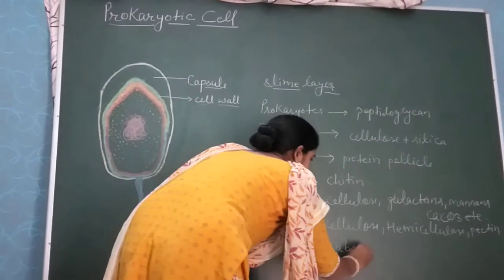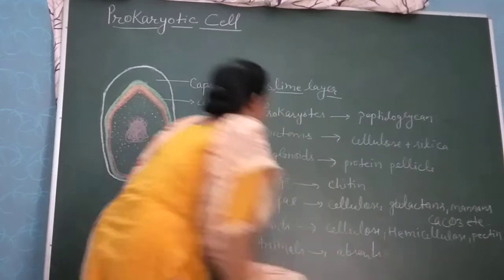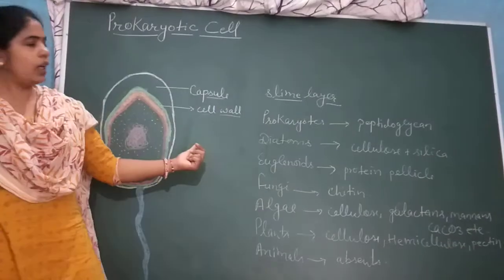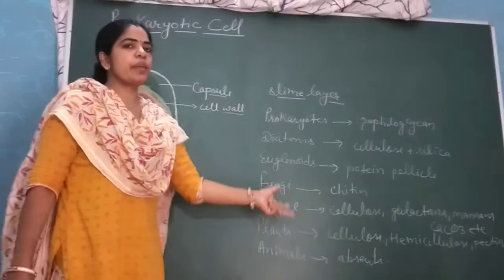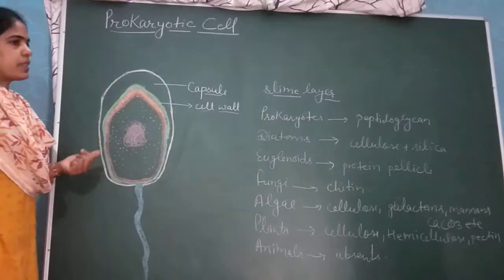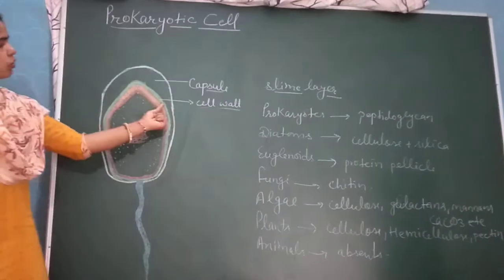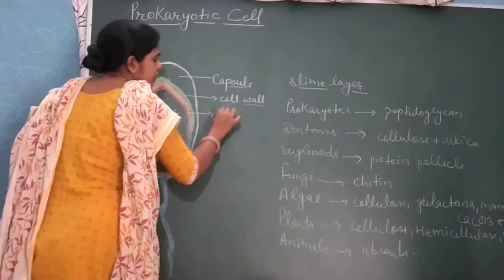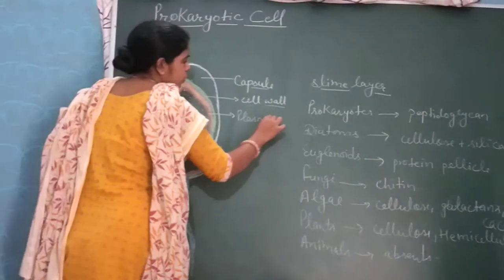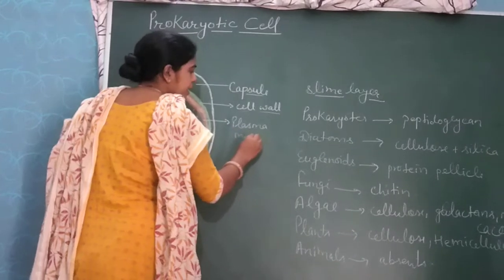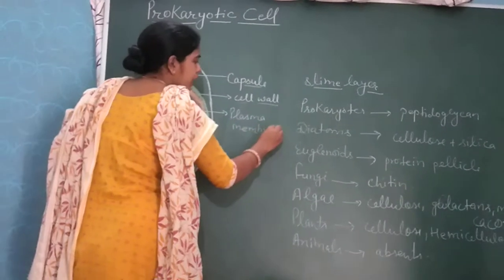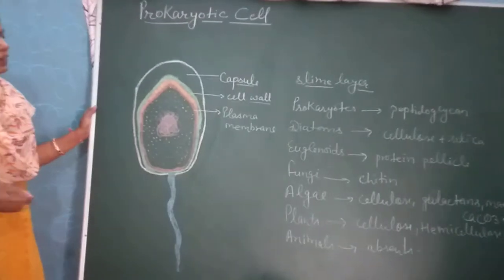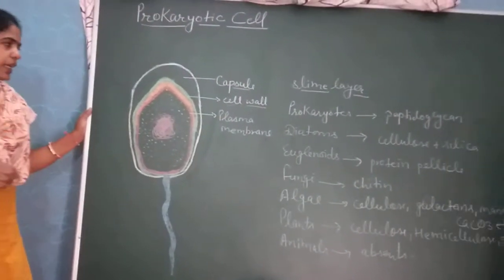So we can say that the cell wall is present in most of the cells but not in all, and it is made up of different material in different cells. Then next to the cell wall is the plasma membrane. The composition or structure of the plasma membrane is similar in most organisms or cells, or even in the membranes of the organelles.